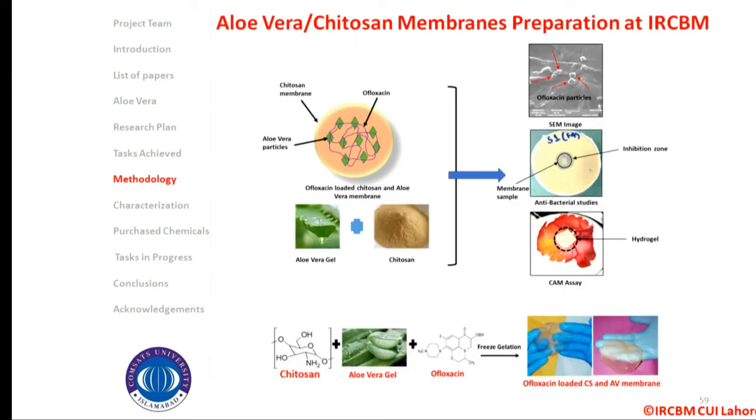What we are doing is using chitosan as a carrier, and we are using fresh aloe vera gel and mixing it, and we are using ofloxacin as an antibacterial drug, and we are making these ofloxacin-based chitosan aloe vera membranes. We are really pleased to see these are transparent membranes. Surgeons would really love to have these, because when they put this on the wound, they can really see what is happening underneath. So that's what we have achieved so far.